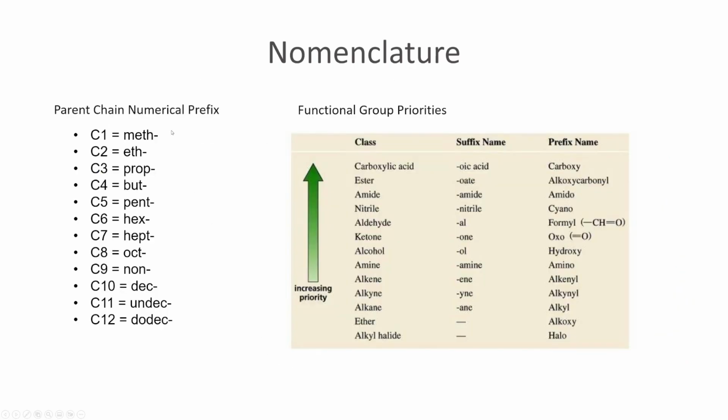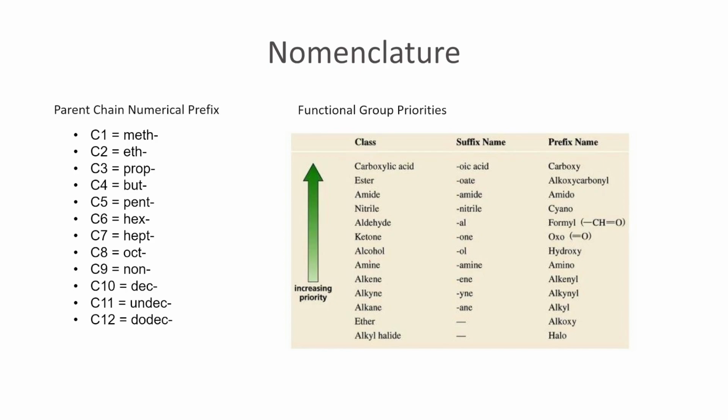So our parent chain numerical prefixes for 1 carbon are meth, 2 carbon are eth, and so forth, all the way down. There are more of these, but I only expect you to know up to number 12 of them. And then we end the parent chain with a suffix name that depends on the particular functional group.